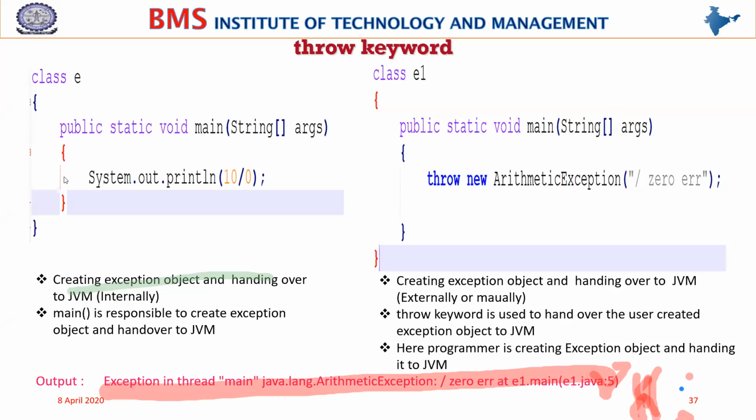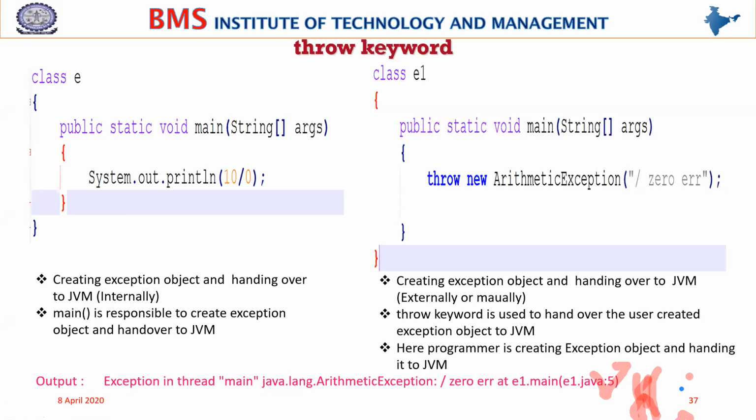Now, after creating an exception object, your main method calls the JVM and hands over that exception object to the JVM. Then the JVM asks the main method, do you have any way of handling this particular exception? The main method says, no, I don't have any option of handling that exception. So now the JVM abnormally terminates the main method, and the exception object will be handed over to the default exception handler which your JVM has.